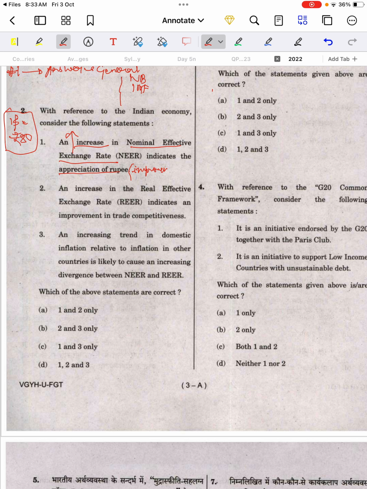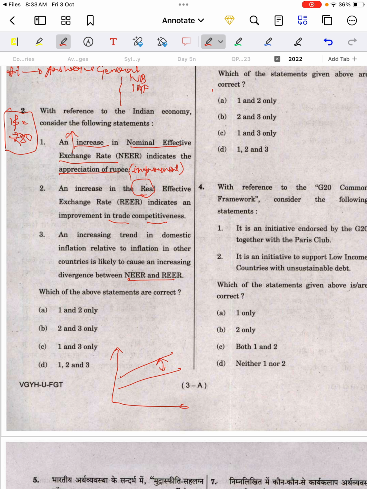Depreciation is decreasing value of rupee. Appreciation is increasing value of rupee. An increase in real effective exchange rate indicates an improvement in trade competitive index. An increasing trend in domestic inflation relative to the inflation in other countries is likely to cause an increasing divergence between NEER and REER. This is NEER and this is REER. There is a divergence between these two lines he is trying to say.